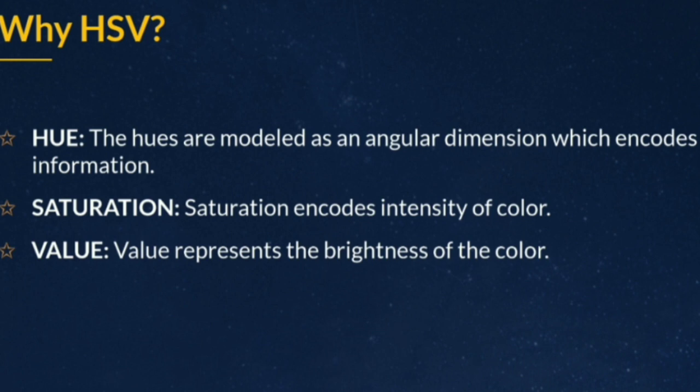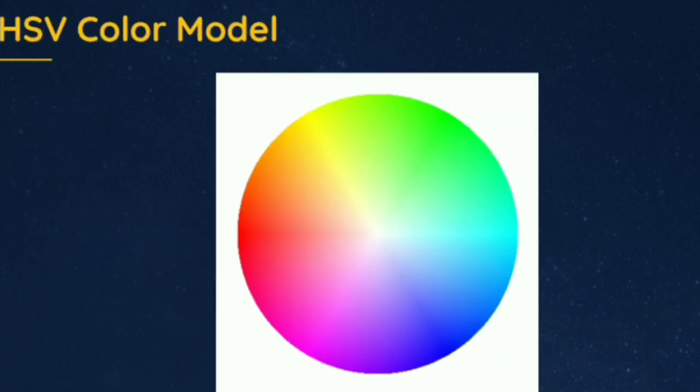We are converting from RGB, because RGB is the default color model, and we have to convert it into HSV. In HSV, H stands for hue, and hue is modeled as an angular dimension which encodes color information. I will explain what these codes are. Saturation is the intensity, and value is nothing but the brightness of our color. These 3 values we have to give in our function. Okay, this is the color model.